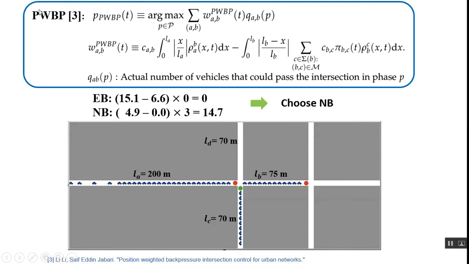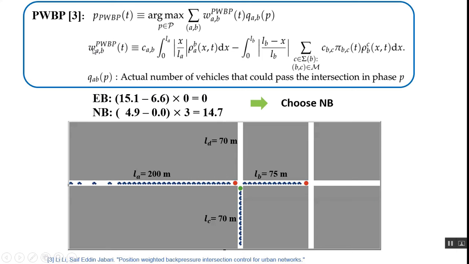So for the PWBP, we have the output phase as the phase that maximizes the omega AB times QAB. So we can see the difference. It's no longer mu AB but QAB. So first, we can see there's still another difference in omega AB.